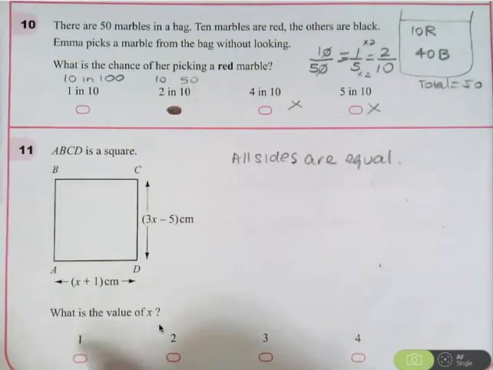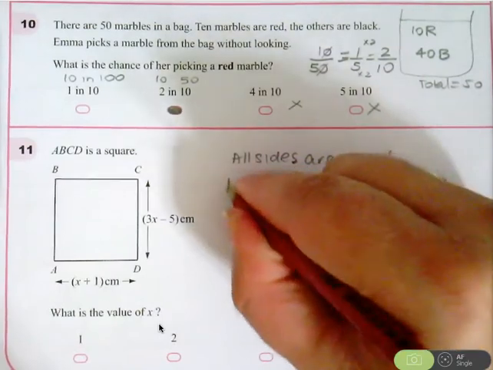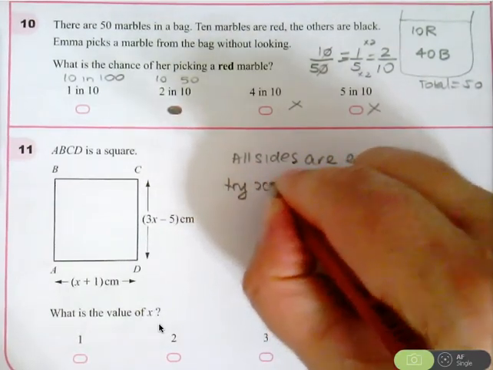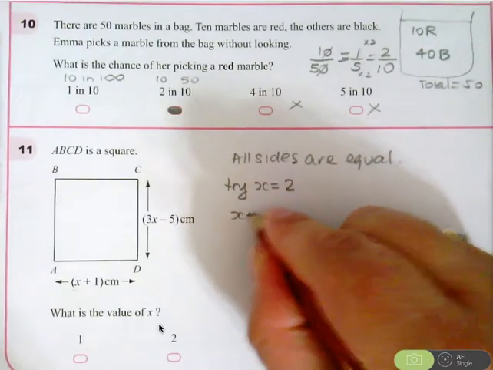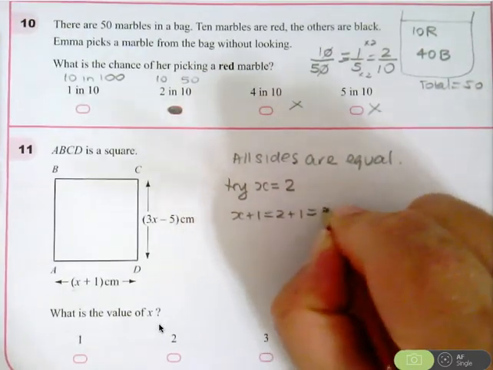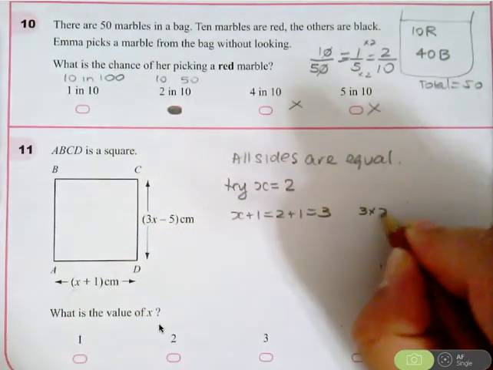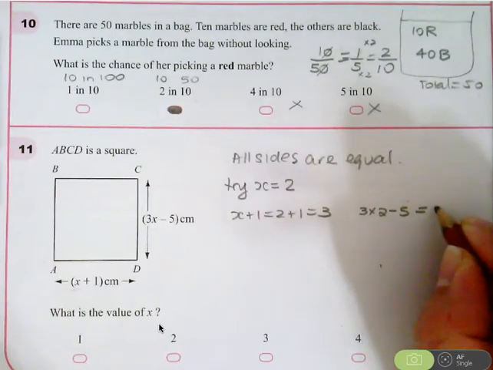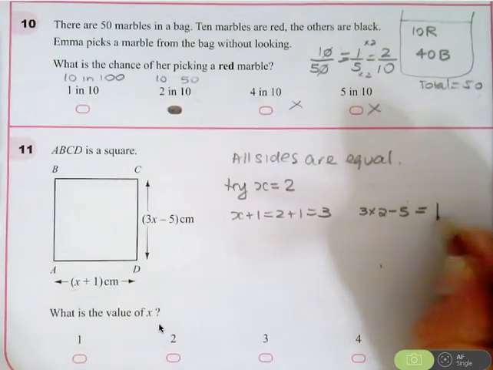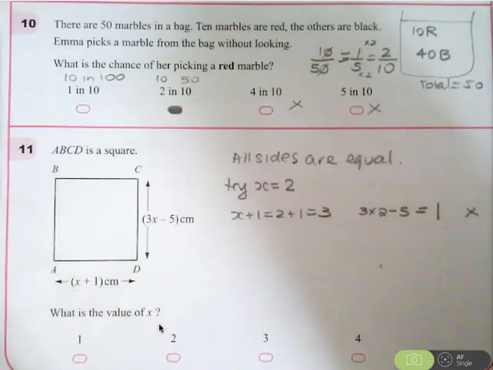Otherwise, if you start here and the answer's actually up there, by the time you work all your way up there, it's going to take a long time. So I'm going to try, let's say, x is 2. So for this side here, I get x plus 1 is 2 plus 1, which is 3. And for this side here, I get 3 times 2 minus 5. Well, that's 3 times 2 is 6. Take away 5 is 1. Well, that doesn't work. So it's not x is 2.